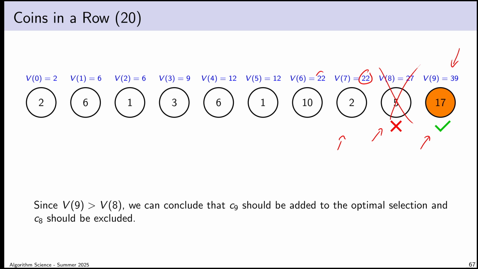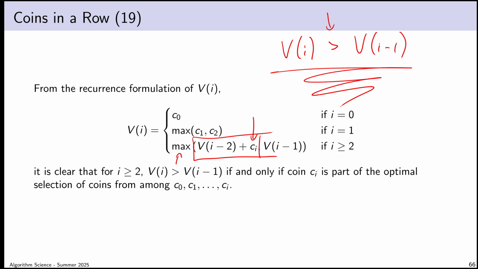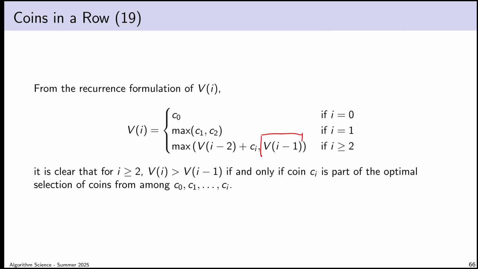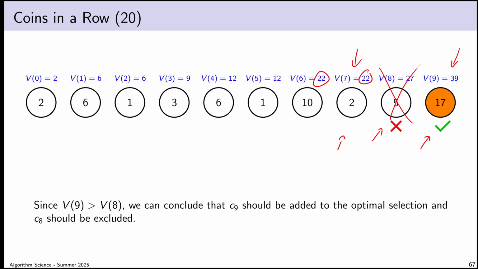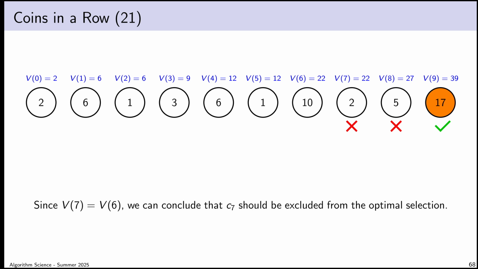Notice how V7 is equal to V6. What that tells me, though it's possible that there could actually be multiple ways this happens, is that if I exclude coin 7, because V(i) equals V(i-1), it's not going to hurt me because I can still get the same value using only coins up to coin 6. So I could just exclude coin 7. Now, maybe I could include coin 7. You could argue that, hey, I get value 22. Why not keep coin 7?